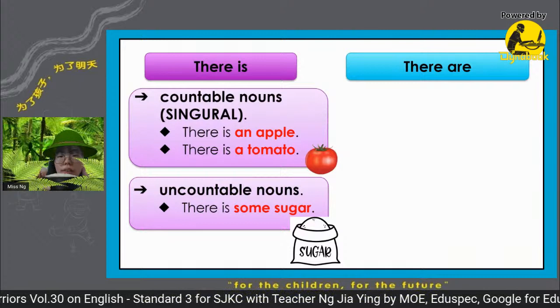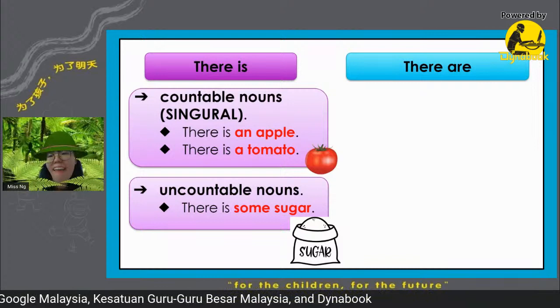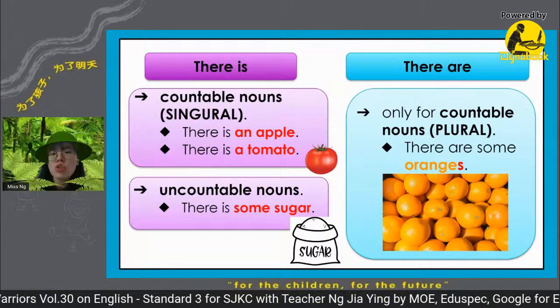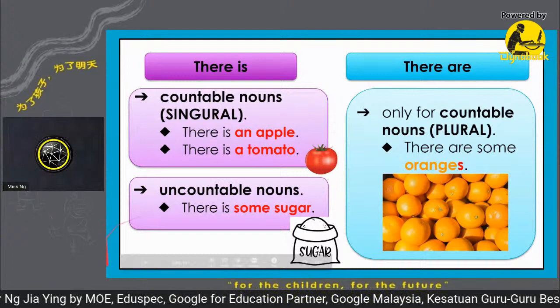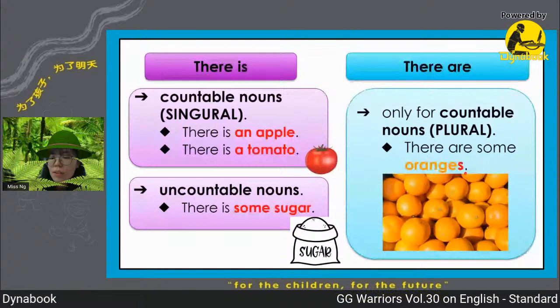Now let's look into there are. How are we going to use there are? There are is only for countable nouns that come in many. Plural means two or more. As you can see in the picture and also the sentences, there are some oranges.